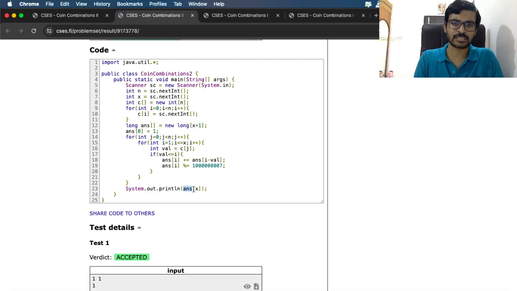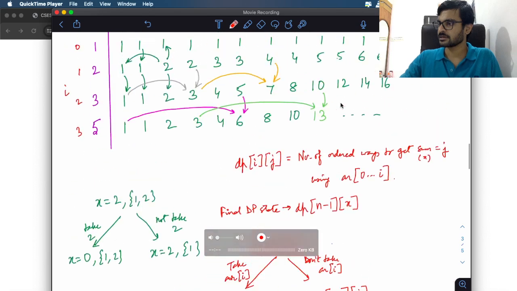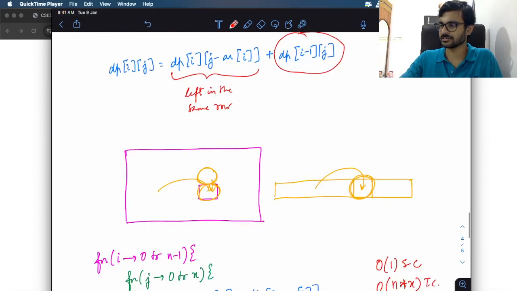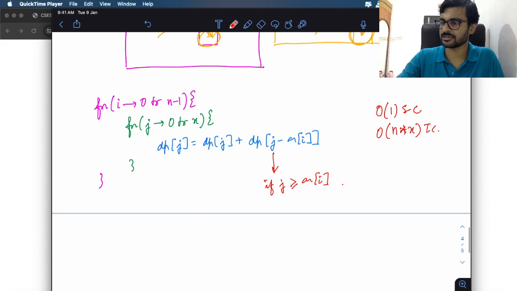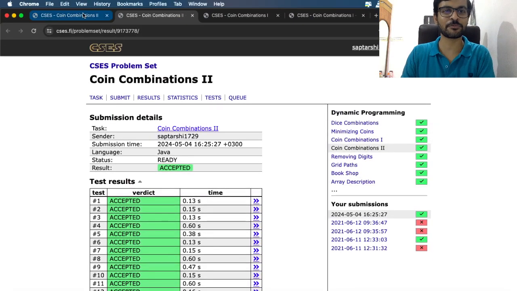Finally, you just return the last case, answer x. Over there, we have seen that the final value was dp n minus 1 x. Here n minus 1 goes away. dp x gives you the answer. So then you will just return answer x or dp x. That's it. This was a slightly tricky problem.